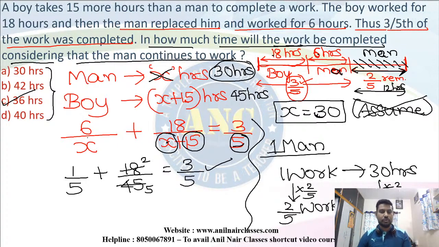The catch in this question is you might have got an equation, but you don't need to solve that equation by taking the LCM, simplifying and getting a quadratic equation. It's absolutely a waste of time. You should think a little bit and try to assume a value of x and check whether your left hand side is satisfying the right hand side, and then proceed with problem solving. I hope the concept is very clear for all the students who are listening to the class.